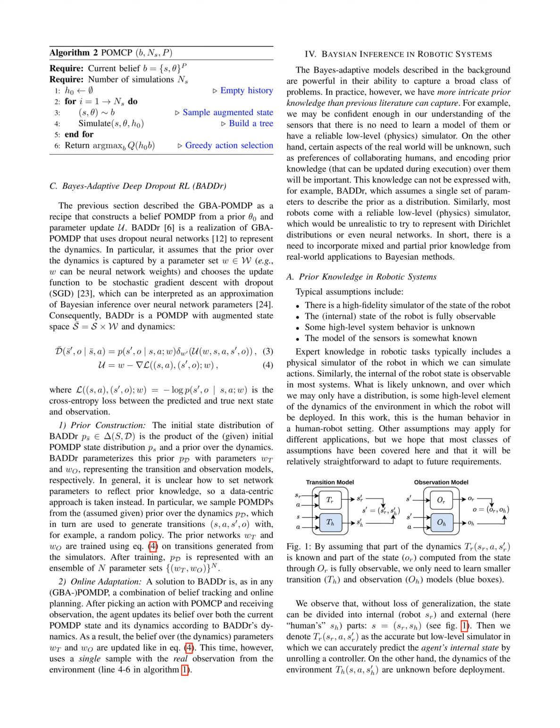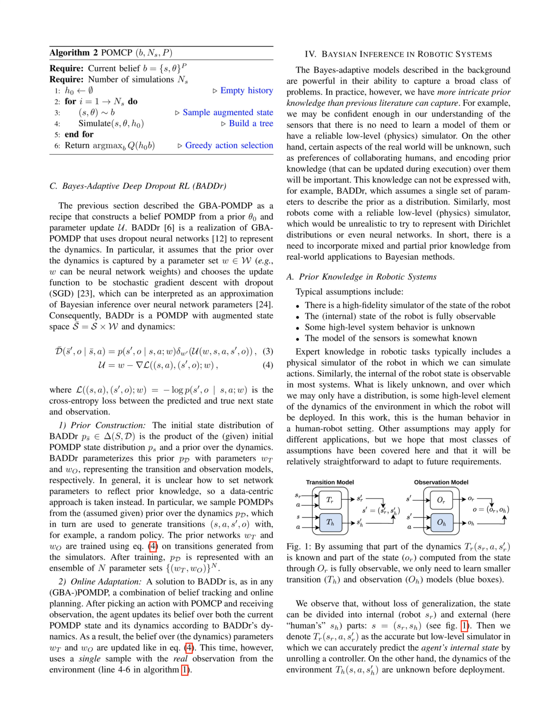BADDR parameterizes this prior P(D) with parameters W_T and W_O, representing the transition and observation models, respectively. In general, it is unclear how to set network parameters to reflect prior knowledge, so a data-centric approach is taken instead. In particular, we sample POMDPs from the assumed given prior over the dynamics, which in turn are used to generate transitions (s, a, s', o) with, for example, a random policy. The prior networks W_T and W_O are trained using the loss on transitions generated from the simulators. After training, the prior is represented with an ensemble of M parameter sets.